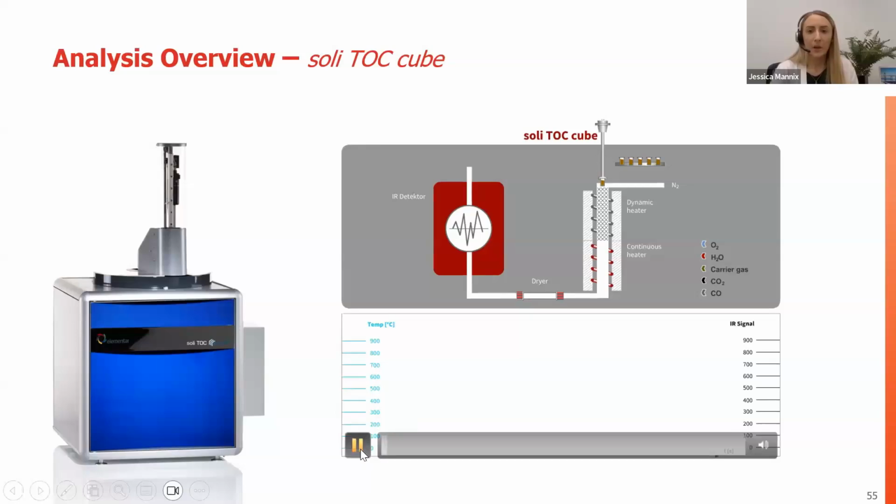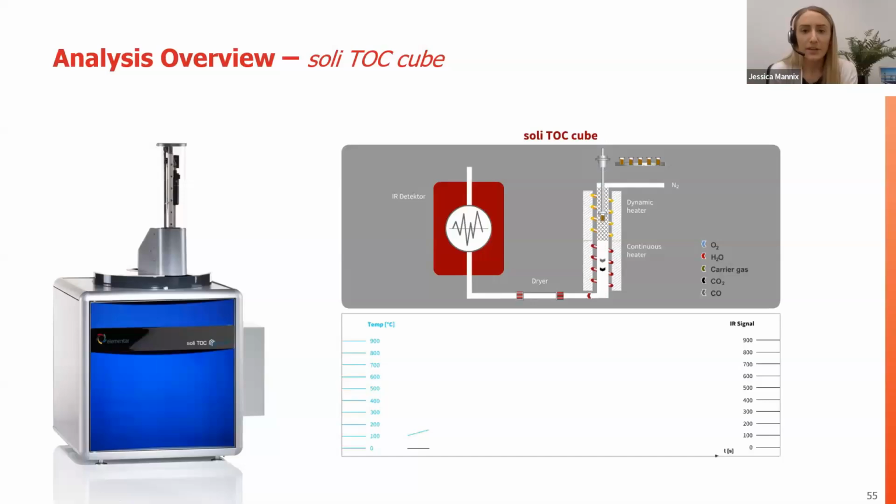As an overview here, we drop the sample in with our gripper arm. We're dosing either with nitrogen or with oxygen gas, depending on the mode that we're moving into. Very simple, like I said, with the TOC, just one reaction tube itself. We have a drying tube, also a halogen tube.